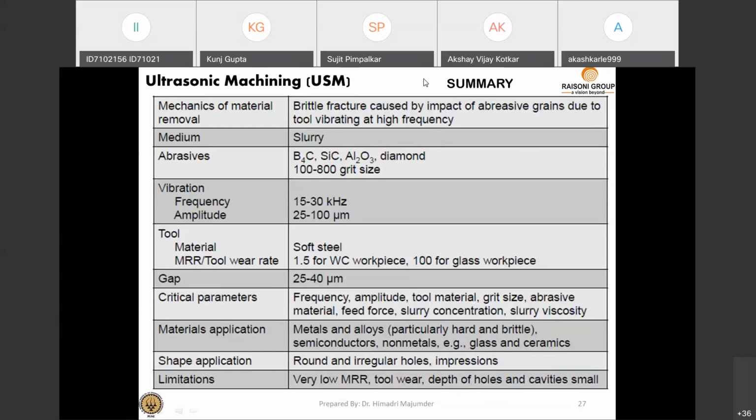In this way we can remove material by using different non-conventional energy sources. Like in the previous AJM, we saw that we use abrasive grit to remove the material. Here also we use abrasive grit, but with that we introduce ultrasonic frequency to remove our work material. So today, up to this, and tomorrow we will again continue with other advanced machining processes.